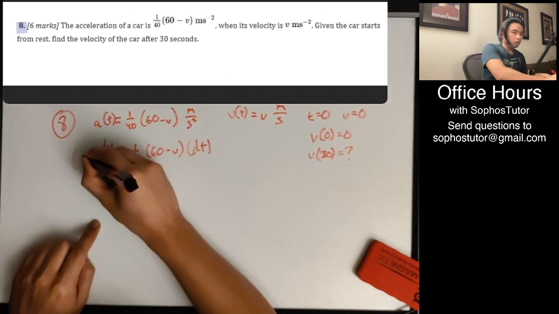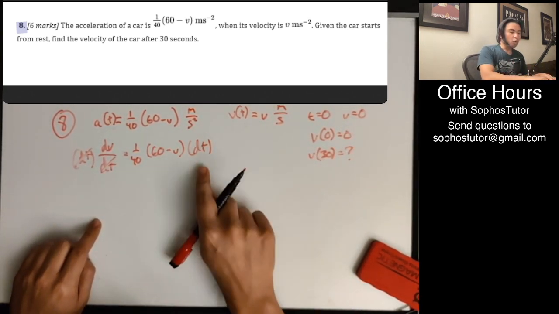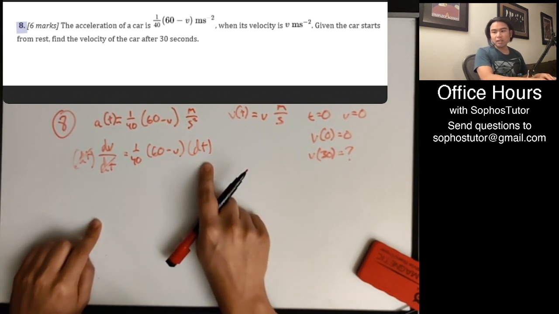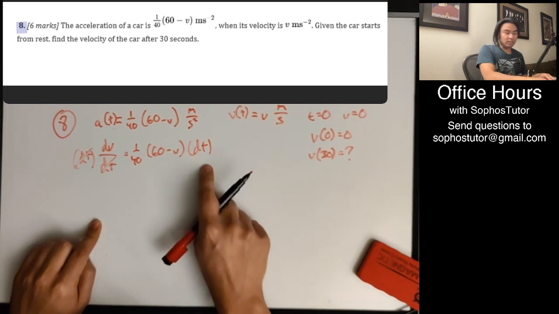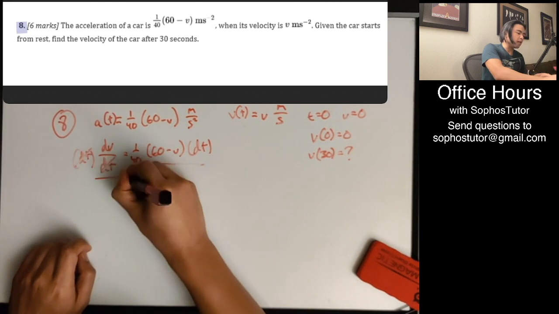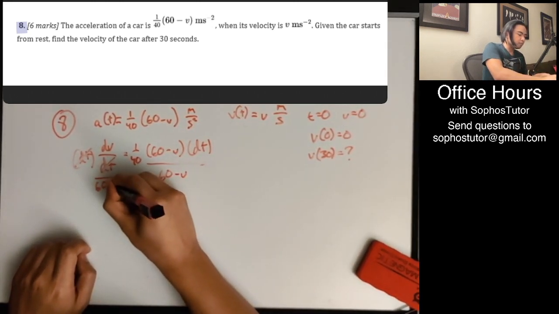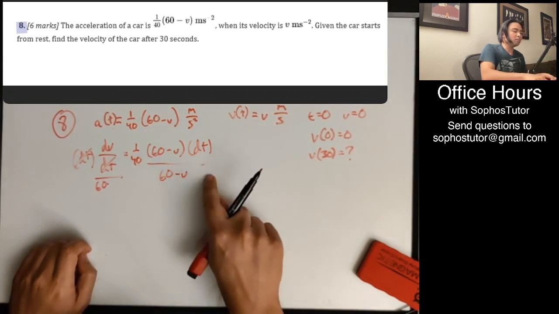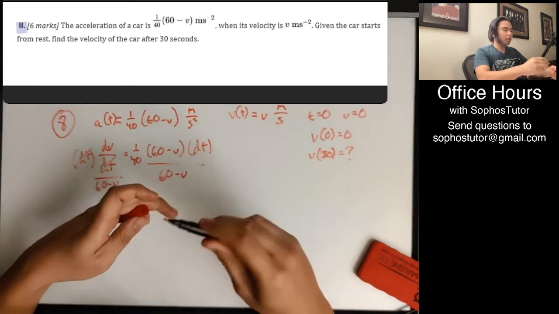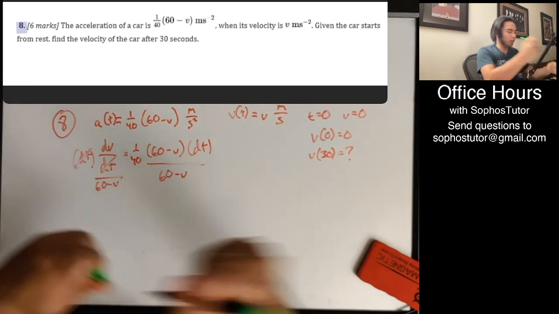So what will happen is this dt will cancel out with this dt. Now, on the right side, I have a v here, but it's matched up with a t. I don't want this v here, so I need to move this v to the other side. So I'm going to divide both sides of this equation by 60 minus v. I'm sorry. I'm running out of ink for this red one. Let's go with green.